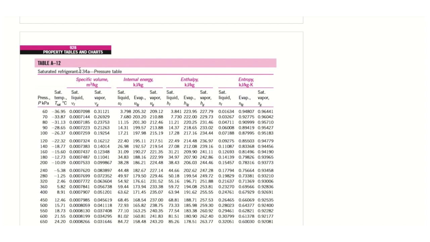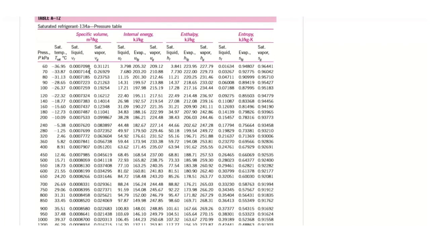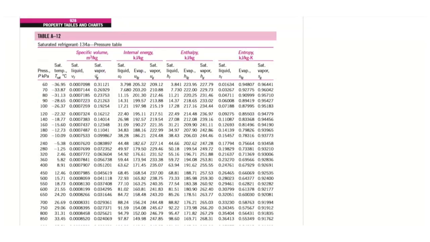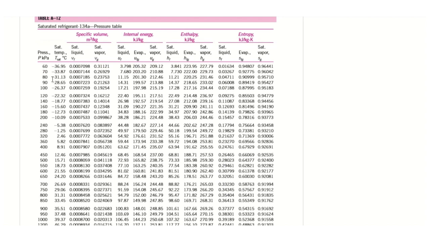Our refrigerant is R134a. So this is the property table for R134a. So take a look at pressure 0.14 megapascal, meaning this one, right? 140 kPa. So at 140 kPa, the saturation temperature is negative 18.77. But your problem is negative 10 degrees C.